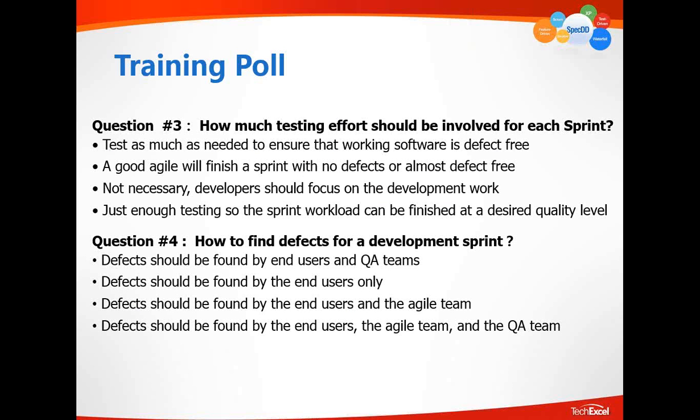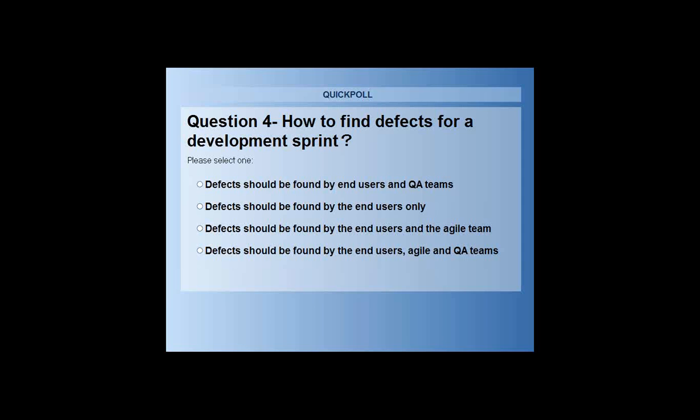How to find defects in a development sprint? Defects should be found by the end user and the QA team. Defects should be found by the end user only. Defects should be found by the end user and the Agile team. Defects should be found by the end user, the Agile team, and the QA team.